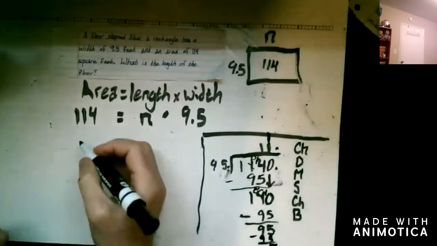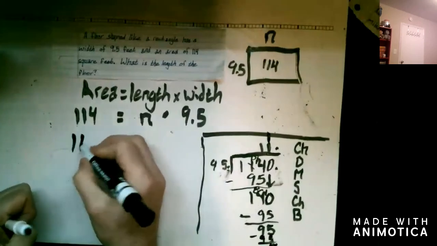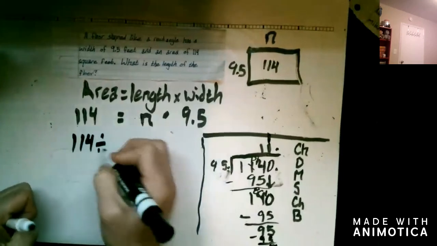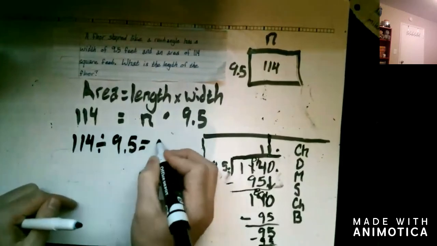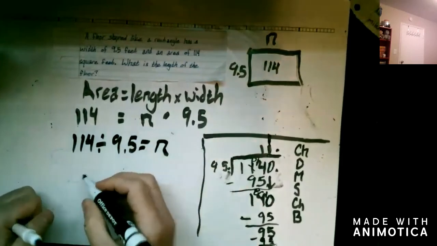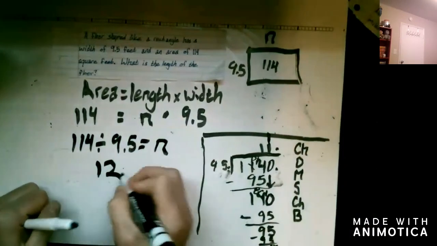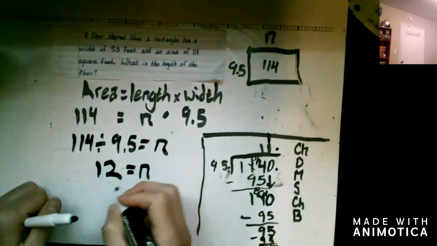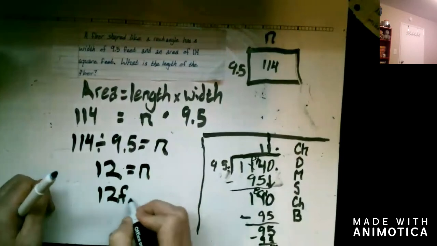So now I can say, we had changed it to be 114 divided by 9 5/10 was n. And now we say 11 plus 1, that is 12 equals n. So that length is 12 feet.